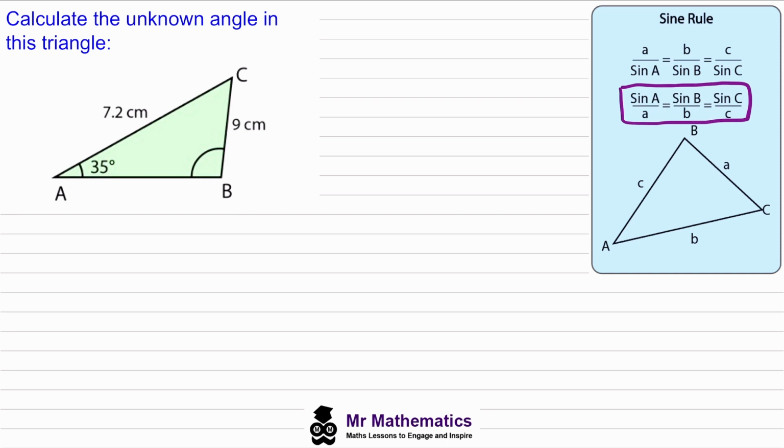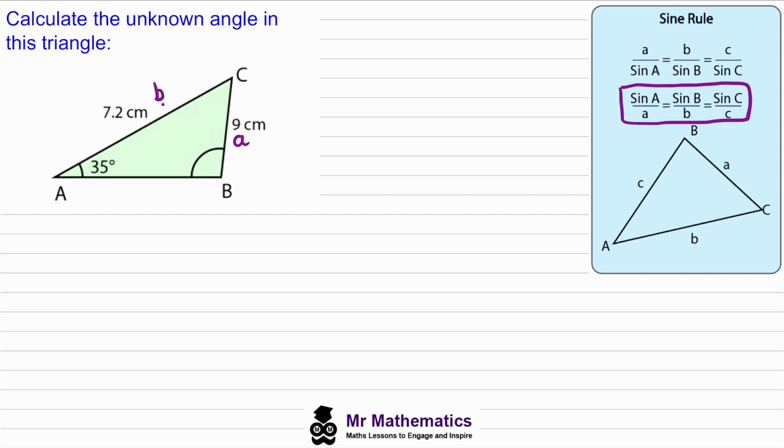To work out angle B, we need to find an opposite pair of angle and length. We've been given the angle of A and its opposite length of 9 centimeters. So we'll label this 9 as length A. And because we want to work out B, we'll label the opposite length little b.